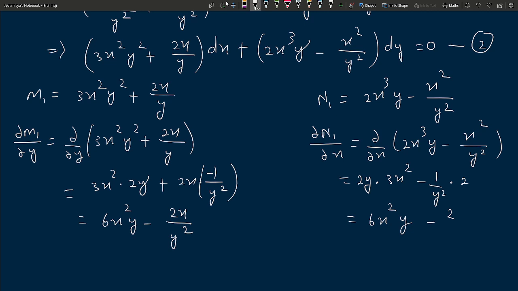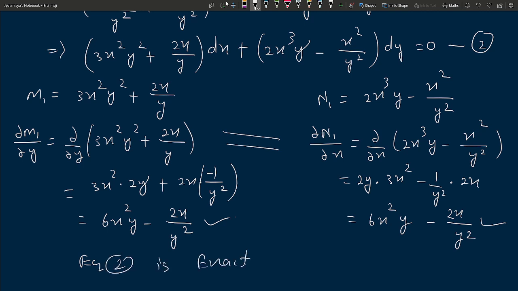Partial derivative with respect to x: 1 by y square constant, derivative of x square is 2x. Yes, this is minus 2x by y square. Now see, 6x square y minus 2x by y square, 6x square y minus 2x by y square. So del M1 by del y is equal to del N1 by del x. So equation 2 is exact.